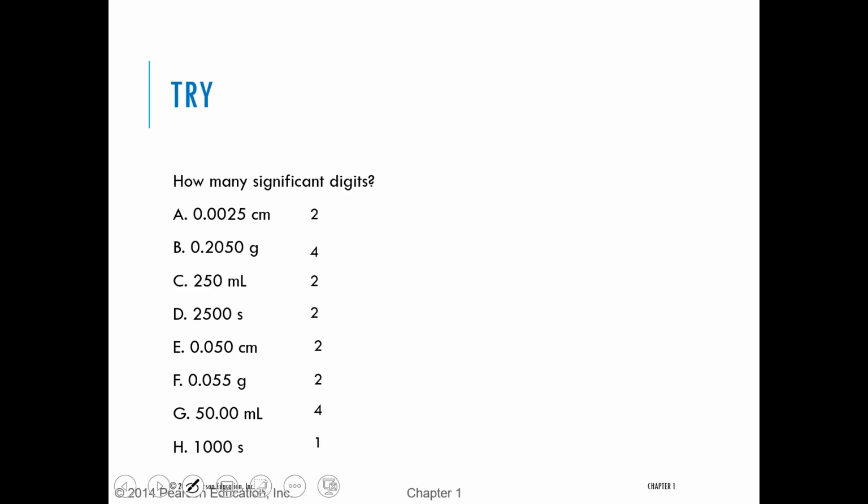Okay, did you have 2 for A? Again, these leading zeros would not be significant, so there would just be 2. For B, that leading 0 is not, that trailing 0 is because it's to the right of the decimal. So 4 here, 2 here, that's trailing 0 to the left of the decimal, doesn't count. Trailing zeros would not count, so just 2 there as well. Only these 2 zeros would count. These are leading zeros. Only those 2 numbers would count. These are leading zeros. All of those would count, and only 1 would count for H.